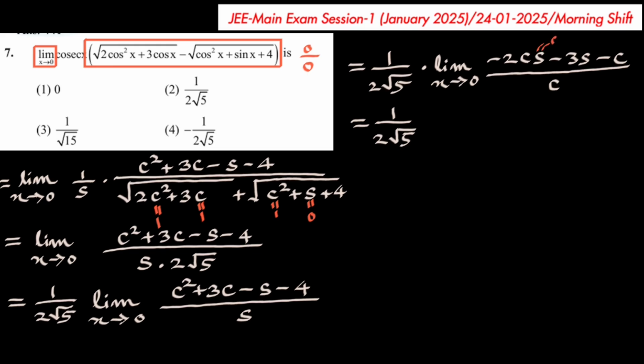Sin 0 will be 0. This sin 0 will be 0. This cos 0 will be 1. And this cos 0 is 1. So this will be minus 1 upon 1. And the value of the limit is minus 1 upon 2 root 5. Hence, the correct answer option is 4, minus 1 upon 2 root 5.